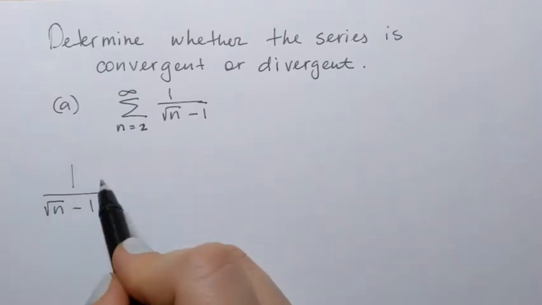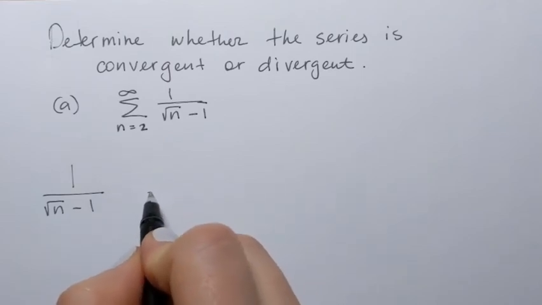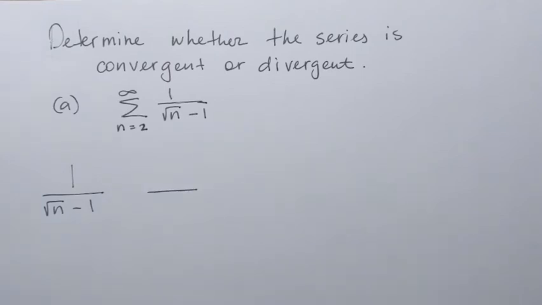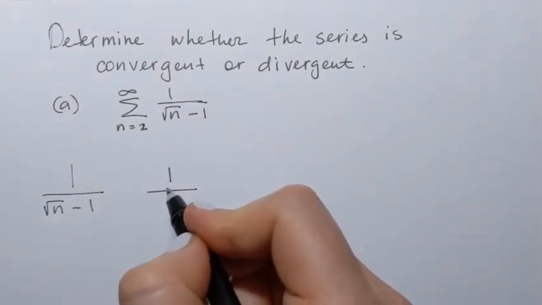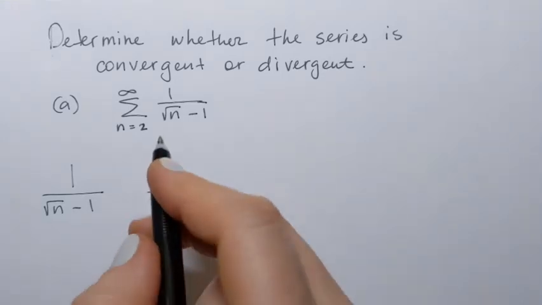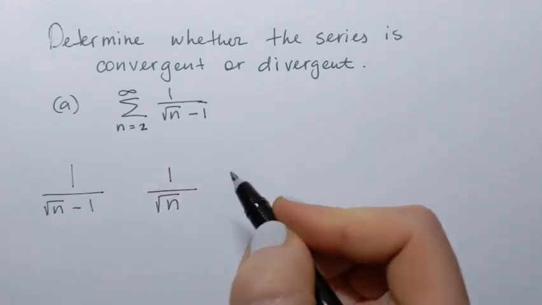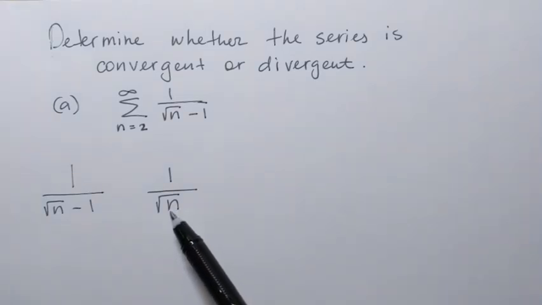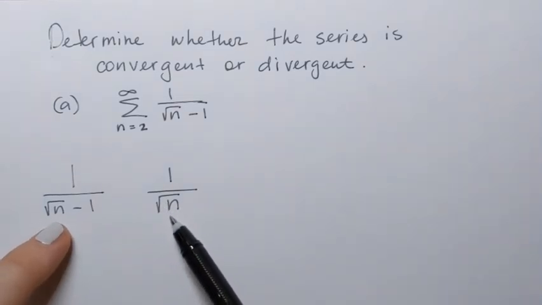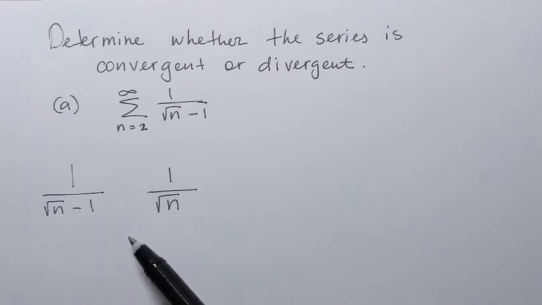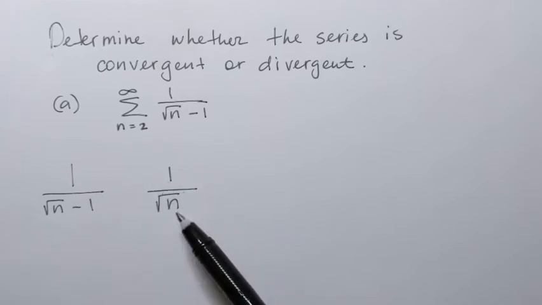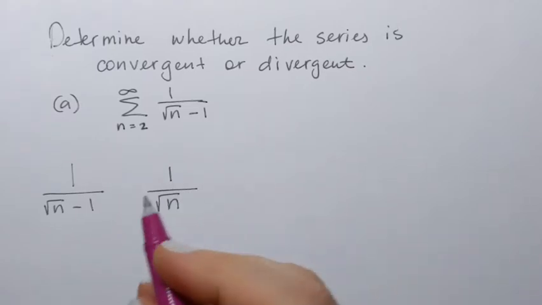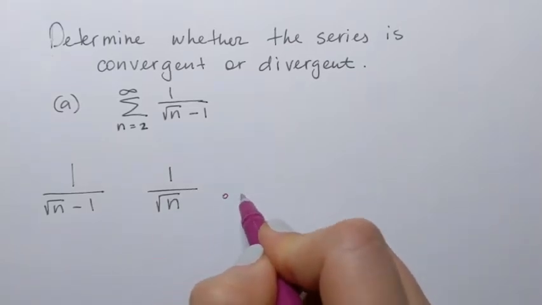When I'm comparing the general term to something, I want to make sure that either the numerator stays the same or the denominator stays the same. Since the numerator is constant here, it makes sense to keep the numerator the same, 1. But in the denominator, I'm going to just put square root of n. One reason is that now I can compare the denominators and overall expressions. And second, this creates a general term for a p-series, right?